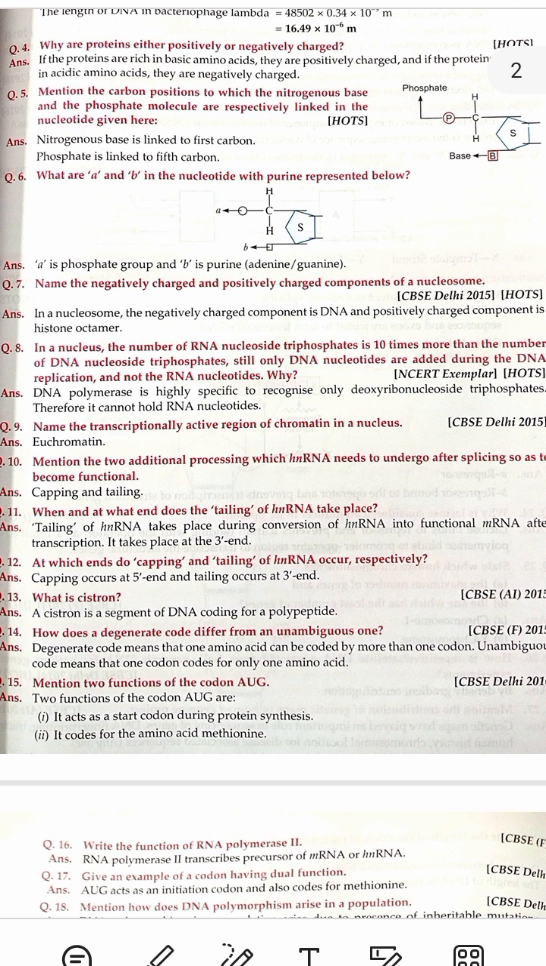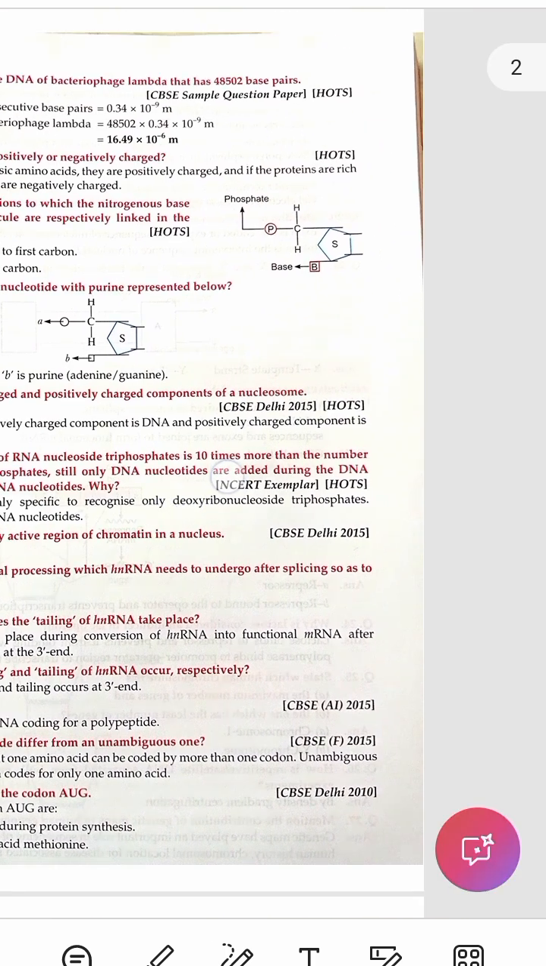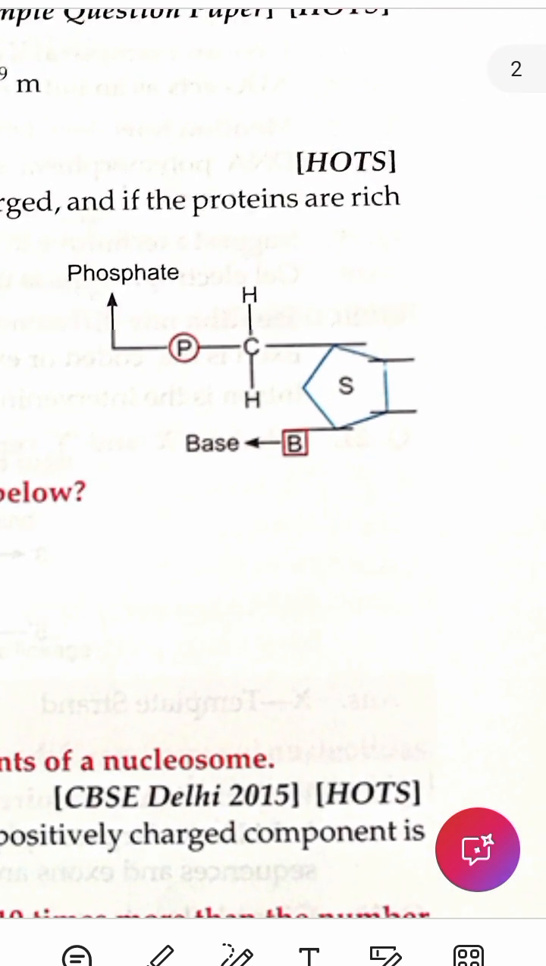Next, question number 5. Mention the carbon positions to which the nitrogen base and the phosphate molecule are respectively linked in the nucleotide given here. So here in this diagram the nucleotide is given. You see that clearly.